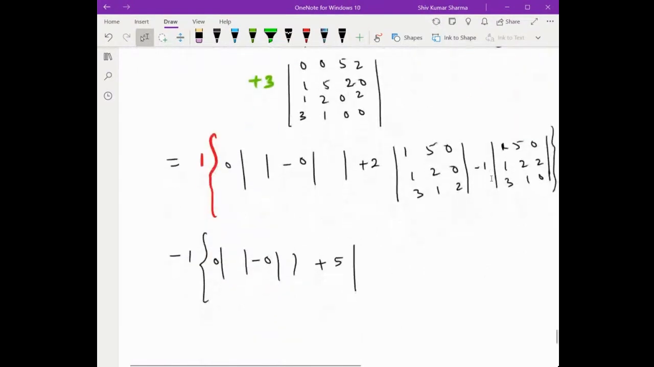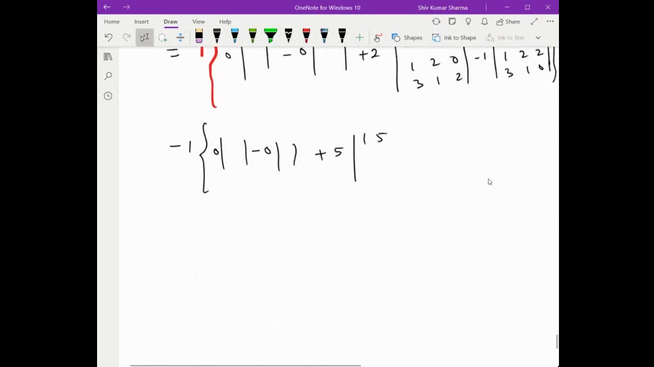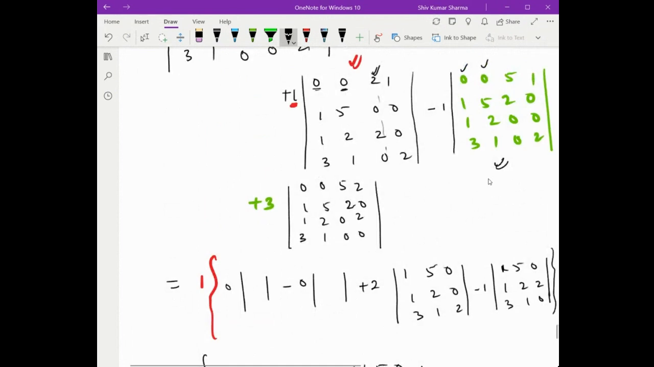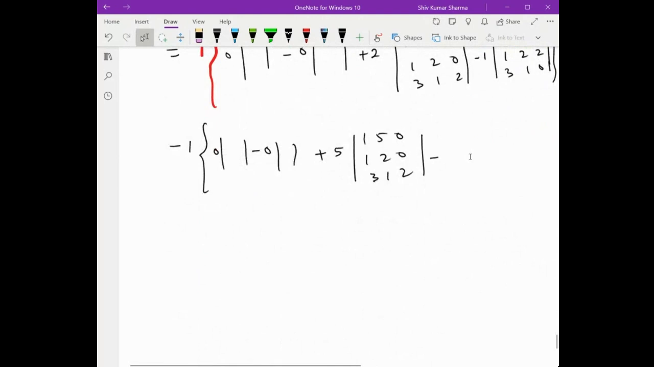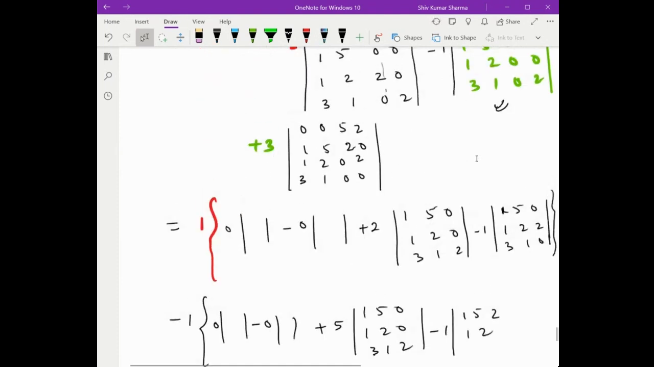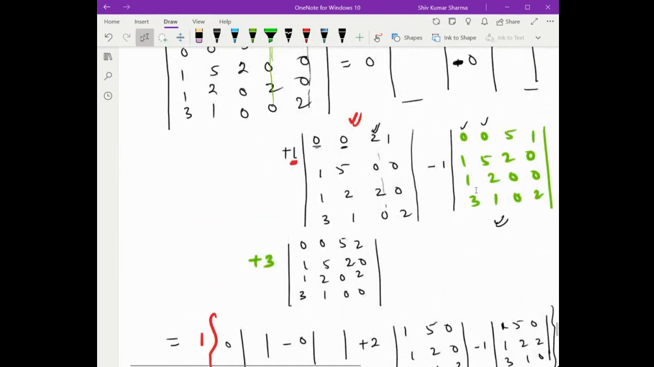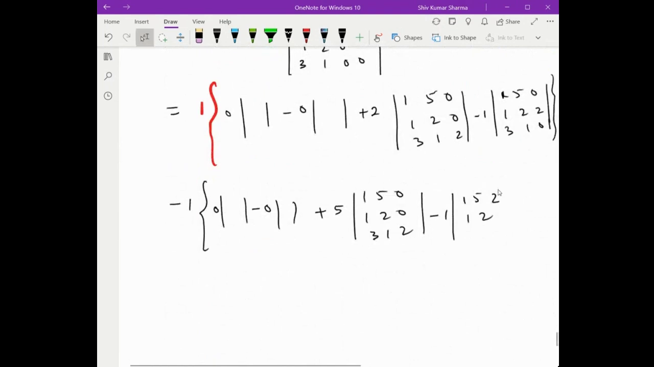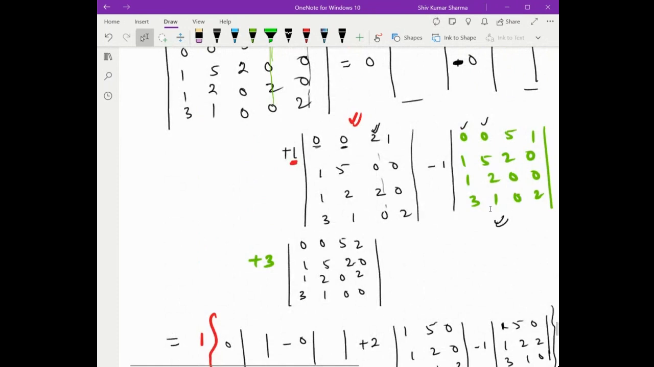So for 5, that may be 150, 120, 312, and minus 150, 120, 312. And this one is 152, 120, 310. So this is the second determinant, this one.